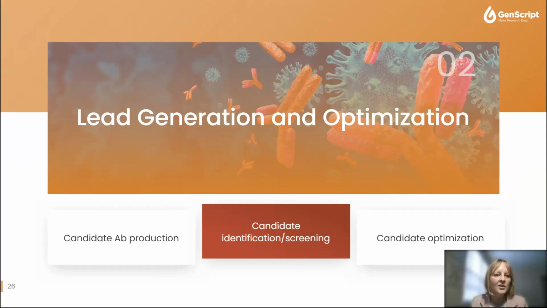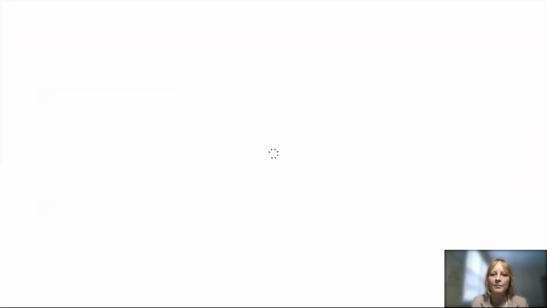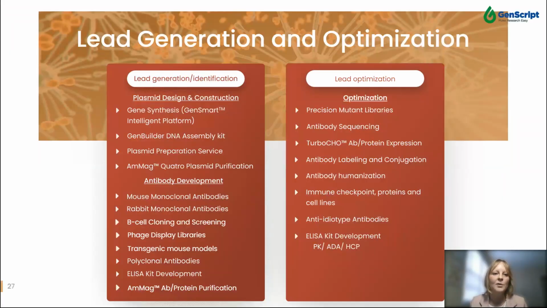So after you've successfully identified your target and validated, purified antibody candidates can now be generated for screening and optimization. We have a number of solutions in this area broken down into lead generation and identification, and then optimization of those leads.